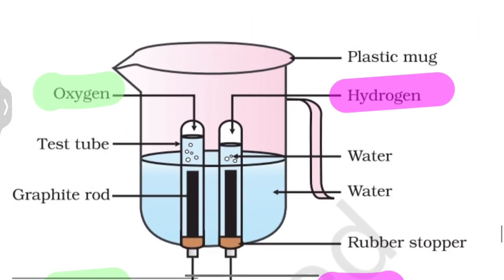So see here the volume. So here this is more. See here this is more. Whereas here you can see the volume is very less. So here this is 2. Whereas here oxygen is 1. So it is in the ratio 2:1.